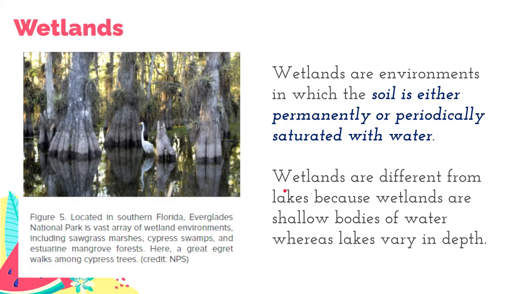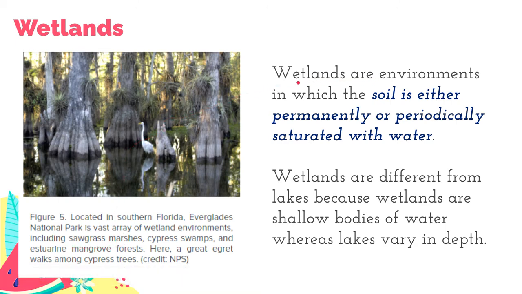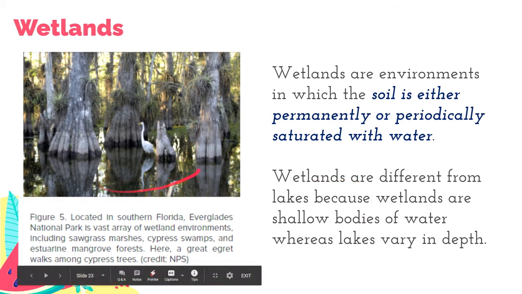So you see here, this one is from Florida Everglades National Park. So this is a vast array of wetland environment. So they include sawgrass marshes and mangrove forest. So wetlands are environment in which the soil is permanently or periodically saturated with water. So there are water all the time or most of the time. They are different from lakes because wetlands are shallow bodies of water, whereas lakes can vary in depth. Okay, so they are shallower compared to lakes, but possibly deeper than ponds.